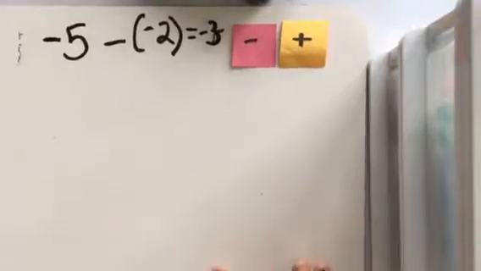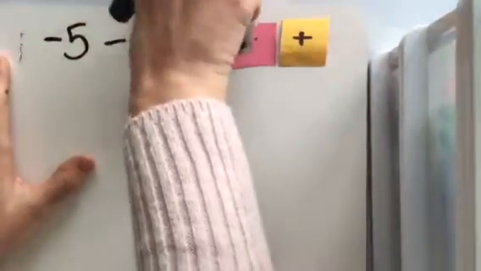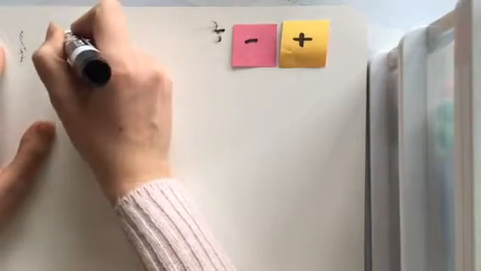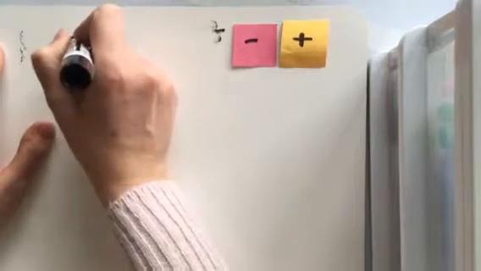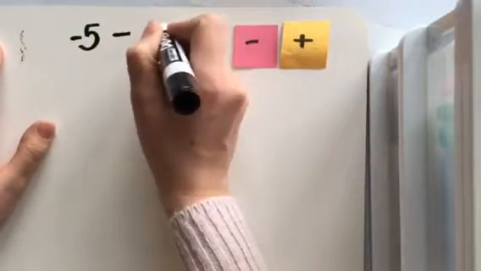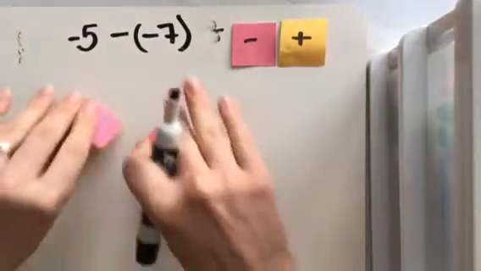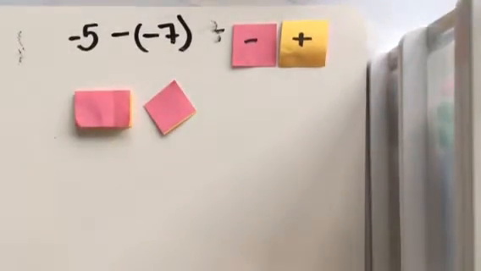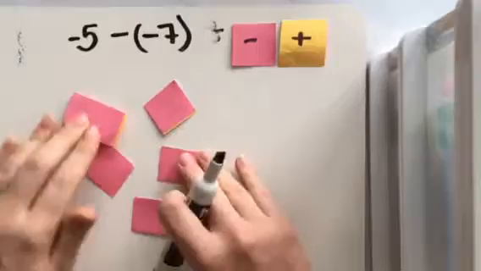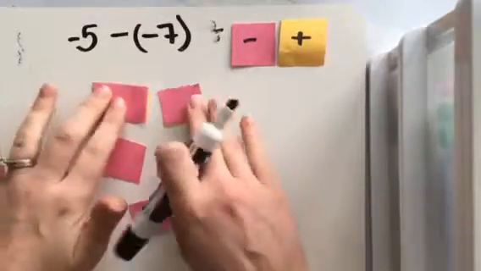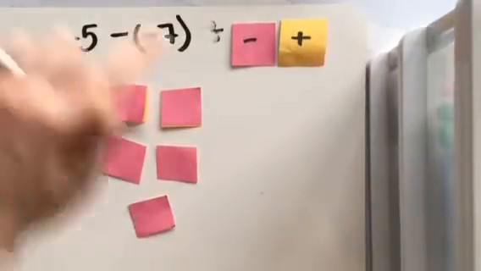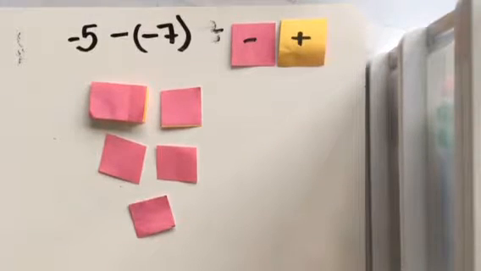I'm going to do one more situation with you. What if it was negative 5 take away negative 7? So again, I'd start with my negative 5. And I want to take away negative 7. There's negative 5 that I can take away, but I don't have negative 7 that I can take away.